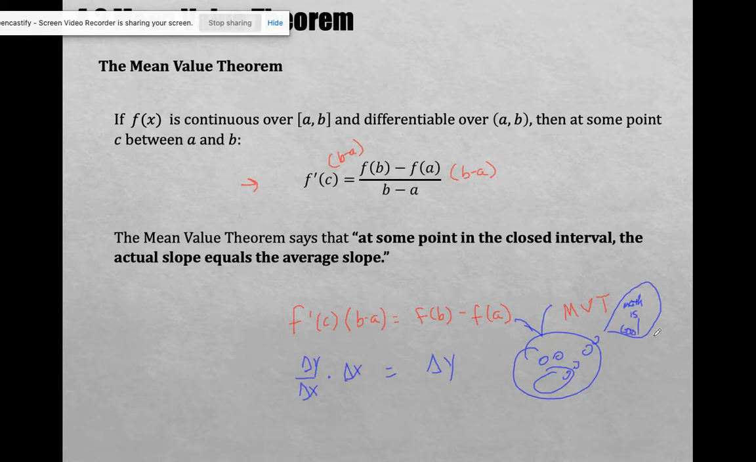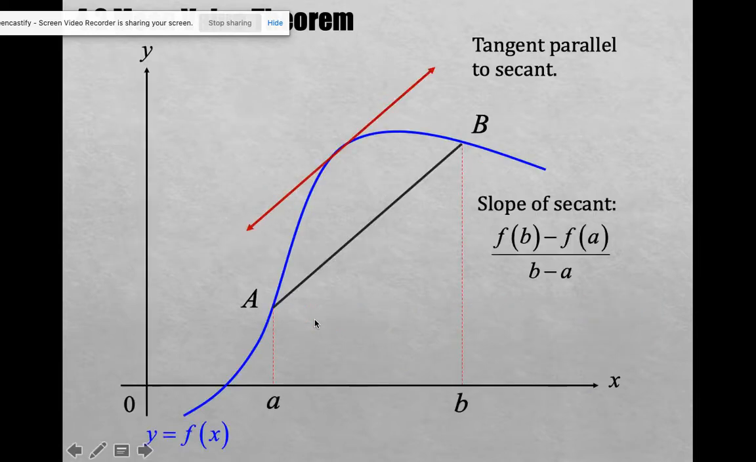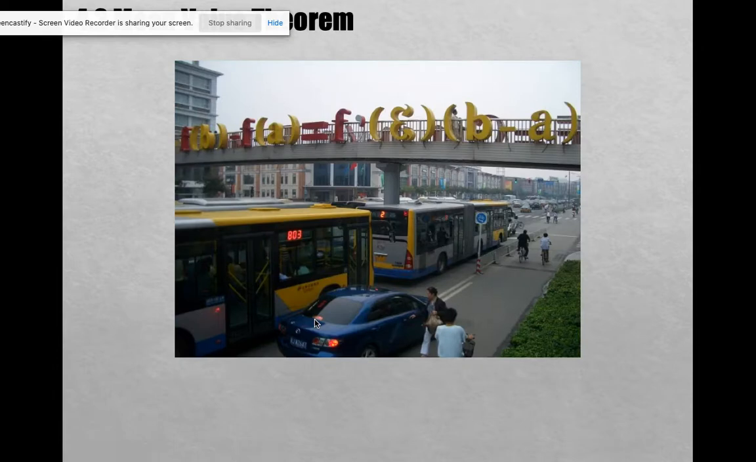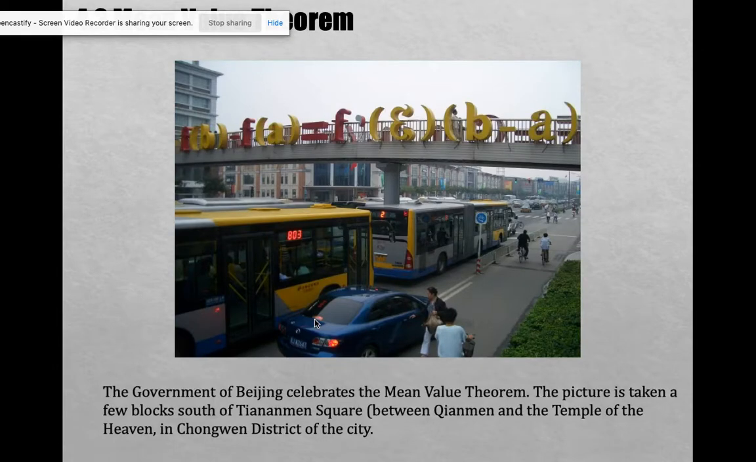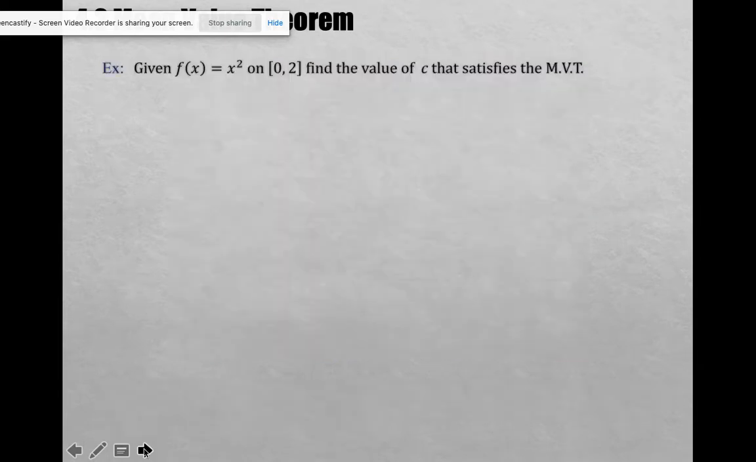So look at my statement in red here. There is a city in Beijing where they consider this so important, they put it on their freaking bridge. What do we put on our bridges? Come on now, right? Look at that. Crazy. All right, let's do a problem.